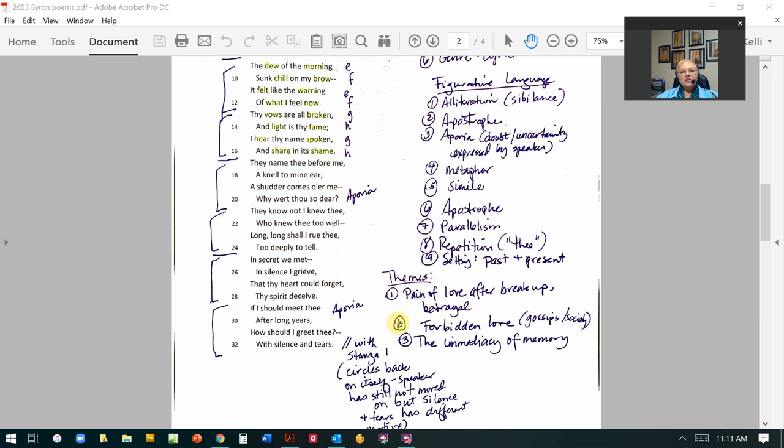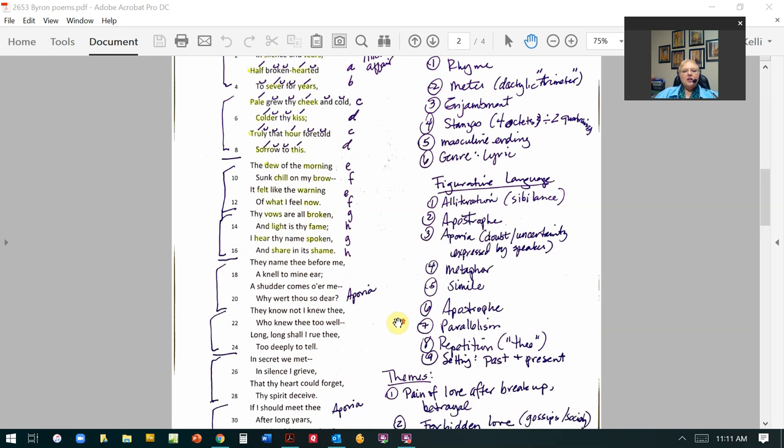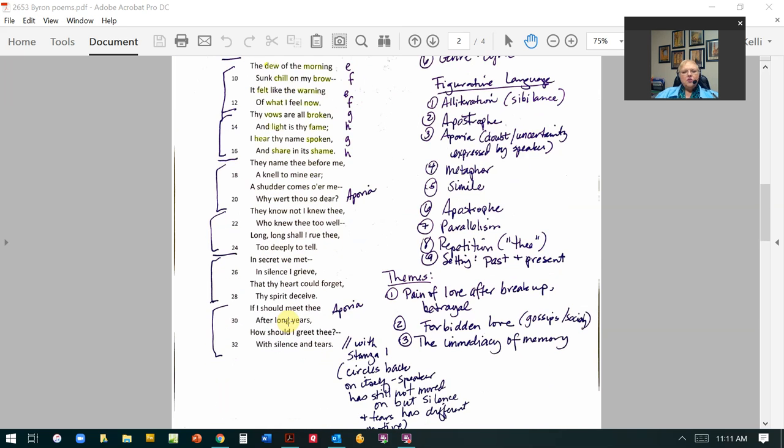So when we two parted in silence and tears, you know, and he says, "In secret we met, in silence I grieve." So this was a forbidden love. They couldn't be open about it. And so nobody knows the pain that he's feeling because he's not able to talk about it. Though he does, as the poet, talk about it, but nobody really knows who it is, right?